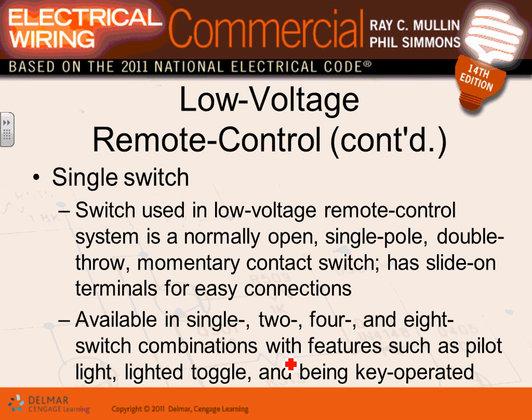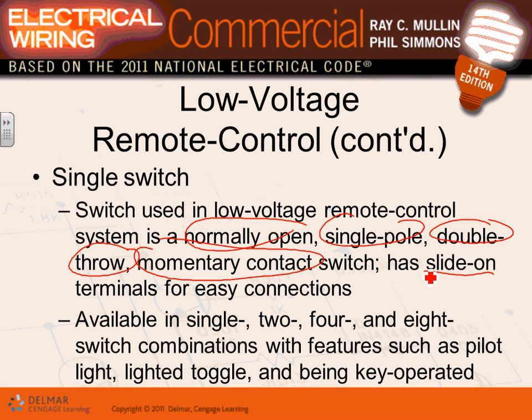Switch used in low voltage remote control. So you have a relay. Now you need to have a switch that controls that relay. It's normally open, single. So normally open, that's the contactor they use. You can have single pole, double pole, single pole double throw. You're going to see this one in a second. They are momentary contact, meaning they're not maintained. You push them, they connect, and then they go back to being open. You'll see this in a second. Sometimes they have slide-on terminals for easy connection.